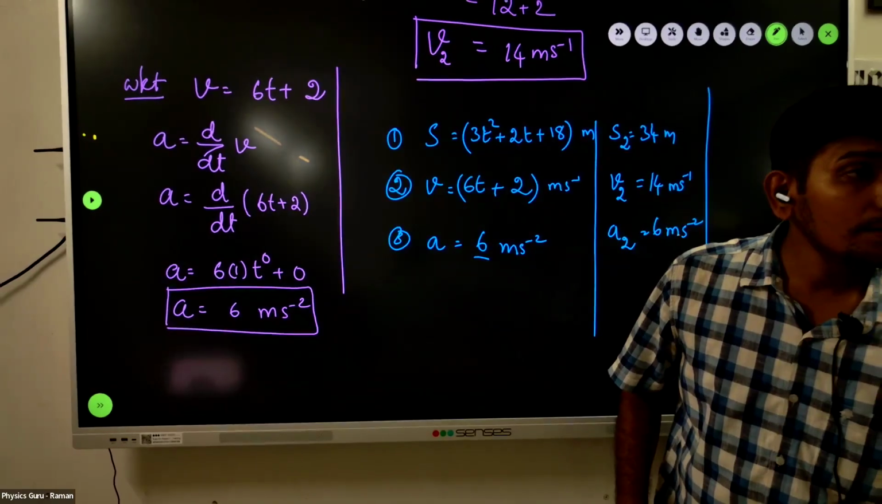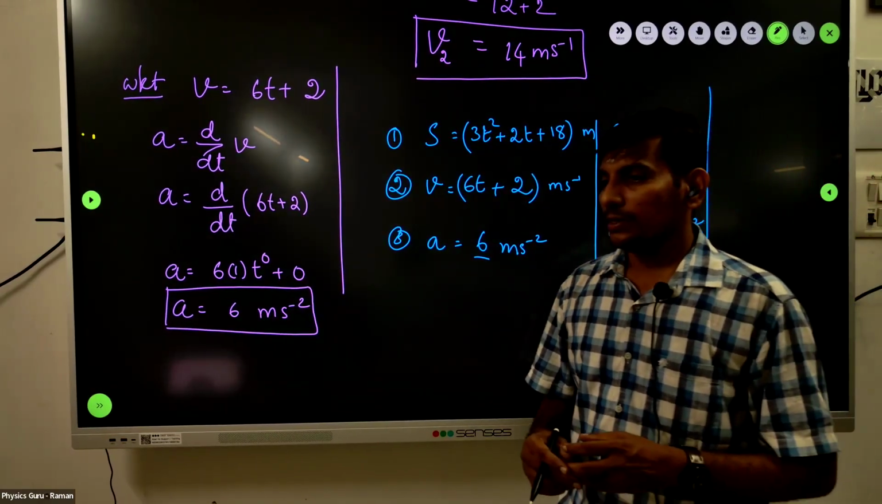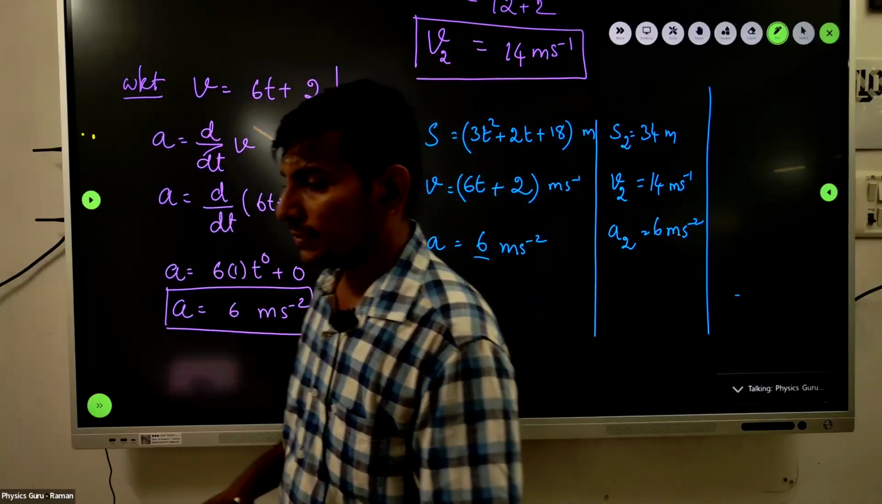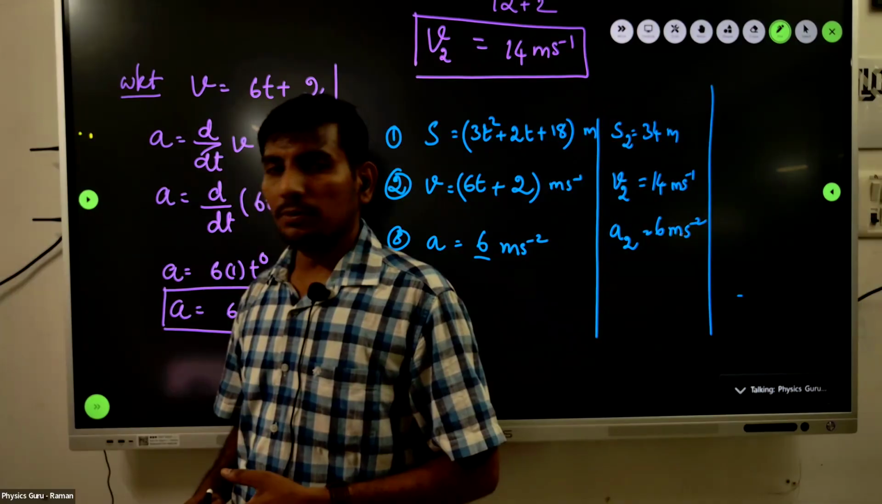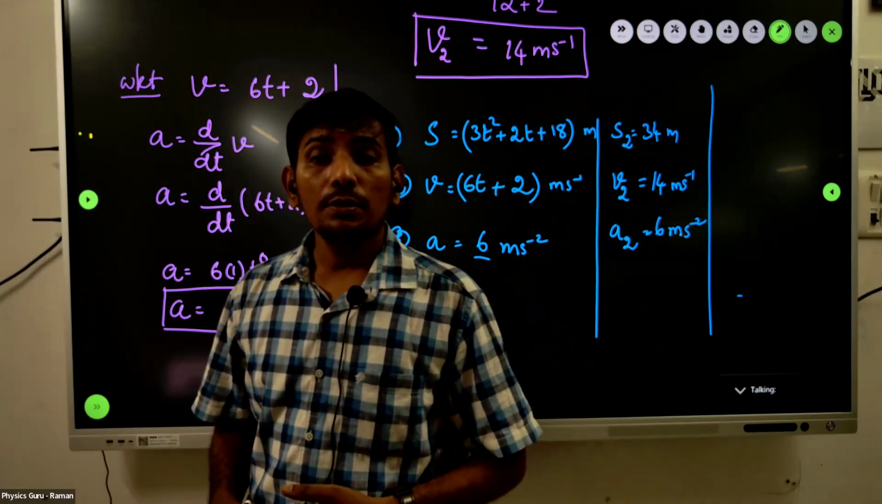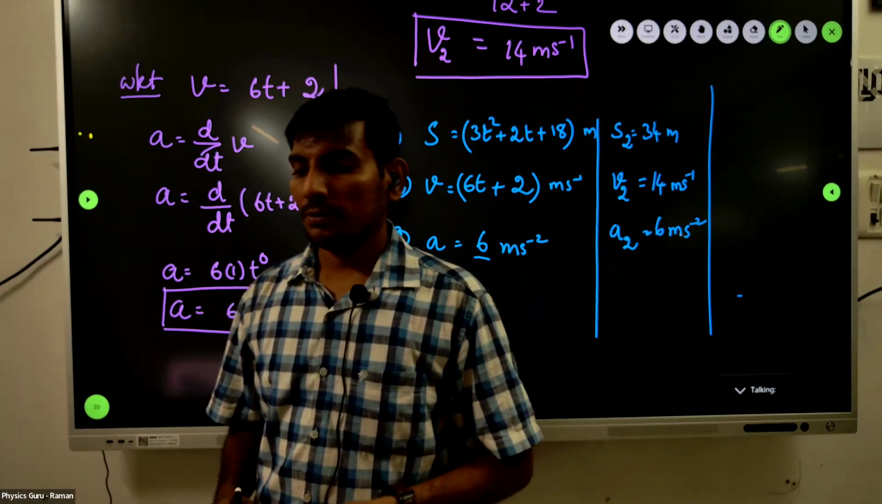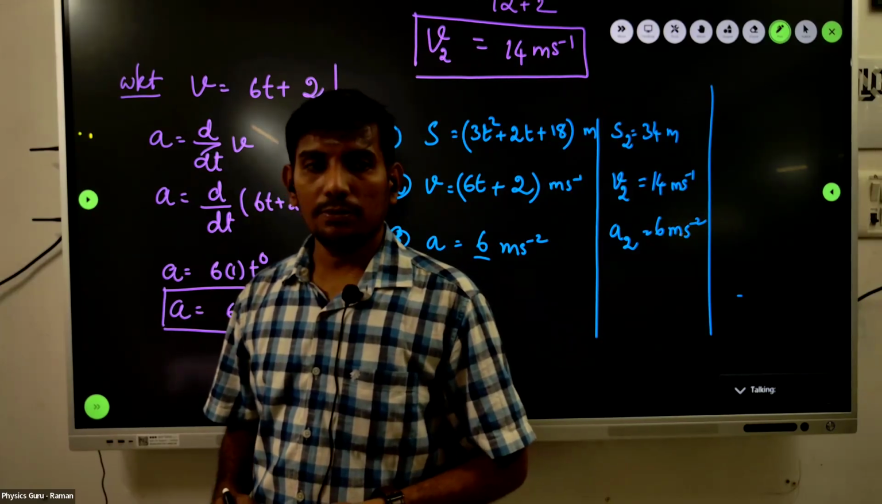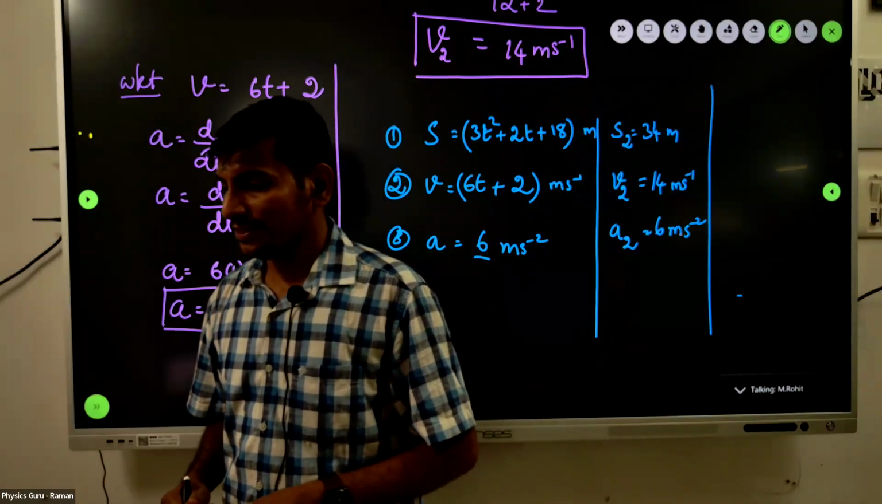What is the value of u? I have taught you how to calculate the initial velocity. How do you find the initial value? No, the initial value, how should you calculate it? Sir, acceleration into time by final velocity.